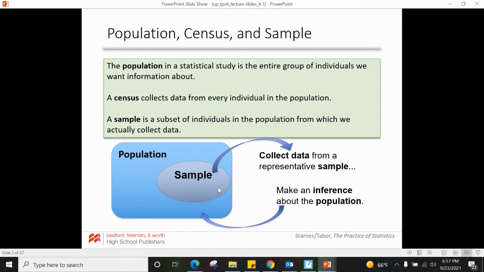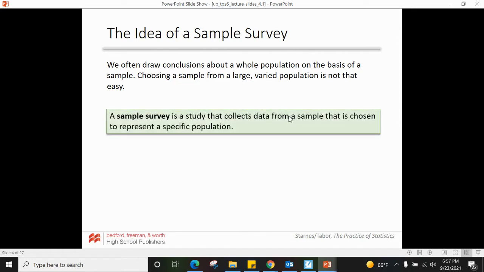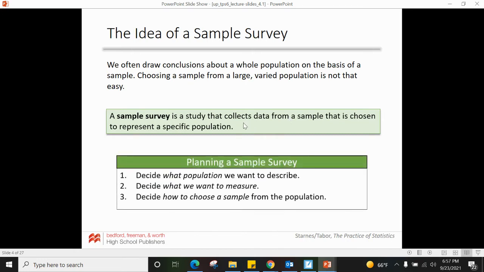So since it is unrealistic and nearly impossible to collect data on every single person, or do a census, we take a sample, and hopefully our sample is a good enough representation of everybody that we can generalize it or make inferences using that data for the whole group. So we often draw conclusions about a whole population on the basis of a sample. Choosing a sample from a large varied population is not that easy though. A sample survey is a study that collects data from a sample that is chosen to represent a specific population.